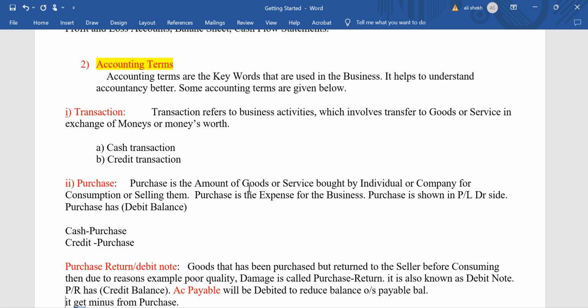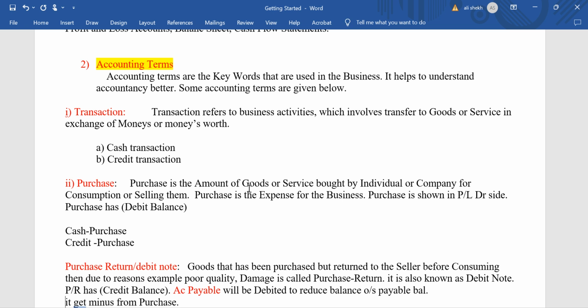Okay, next, there are two types of purchase: cash purchase and credit purchase. Again, this is the same example. Cash purchase means if we are buying the goods and paying immediately, that is cash purchase. If we are buying and paying later, that is credit purchase.